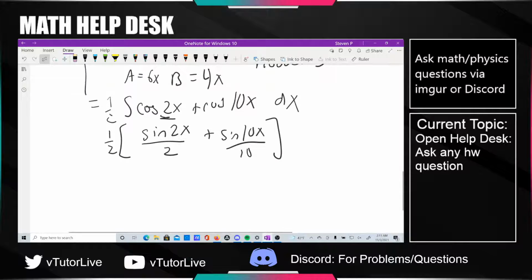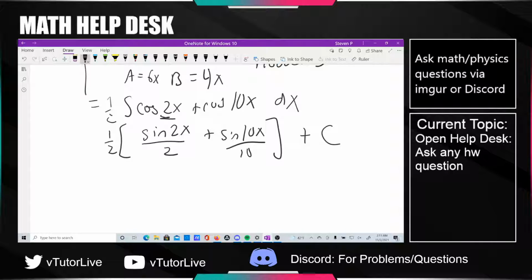Do you want to do the other example as well, or do you think you've got it? These problems, once you have the formula, it's really not that bad. Okay, so the final answer is sine 2x over 4 plus sine 10x over 20 plus C. Yeah, I think that's right. I think that's very good. I understand how to do these types of problems.